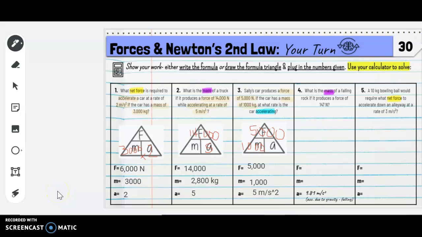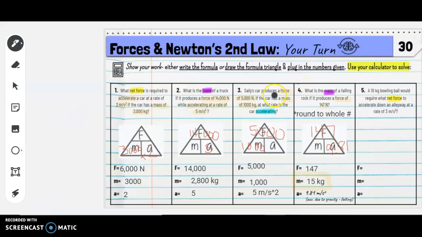Now we'll go ahead and pause the video so you can take a few minutes to try the last two on your own, and then we'll come back and check them. On number 4, notice that the acceleration is given to you. When an object is falling, we use the acceleration due to gravity, and it's 9.81 meters per second squared. So when you try this one, for your answer, go ahead and round to the nearest whole number. And again, we'll come back and check your work here in a few minutes.